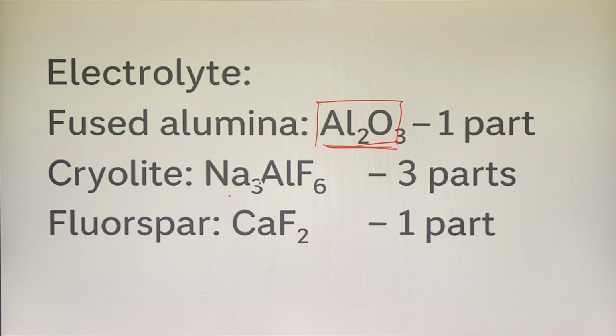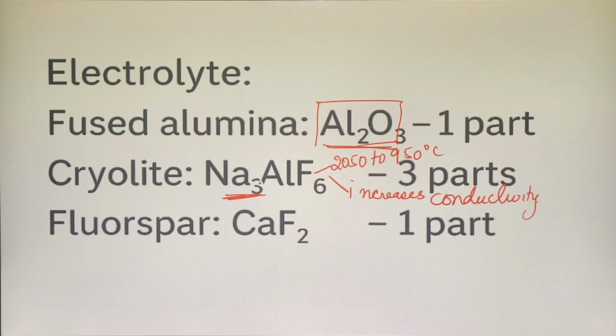Then the second thing that I put in the electrolytic mixture is cryolite. What is cryolite? Na3AlF6. It brings down the melting point from 2050 to 950 degrees Celsius. Also, alumina is a non-electrolyte, so cryolite helps in increasing the conductivity of the electrolyte mixture.